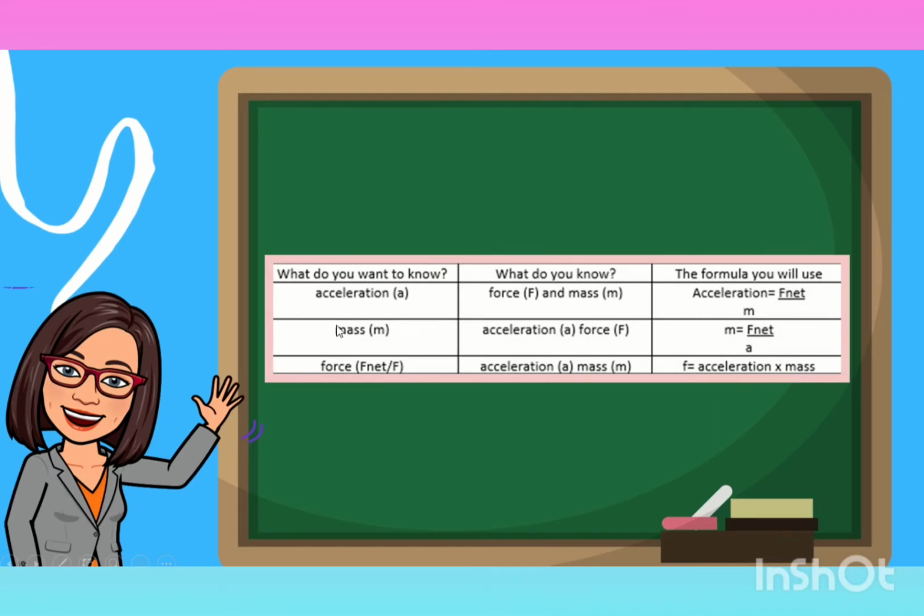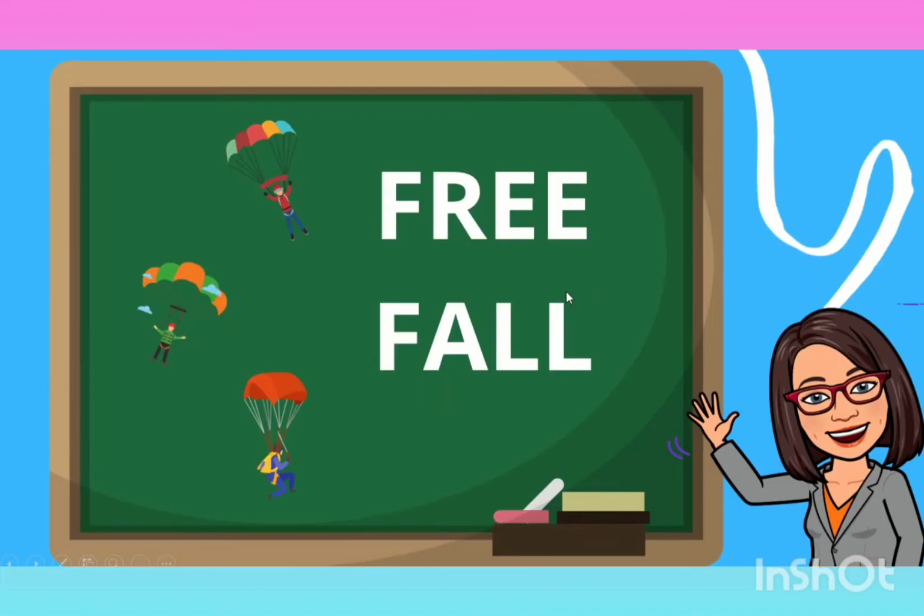If you have to compute for mass, you have to use the formula net force divided by acceleration. Whereas, if you have to compute for the force exerted, then you have to use the formula acceleration multiplied by mass. So this time, let us talk about free fall.